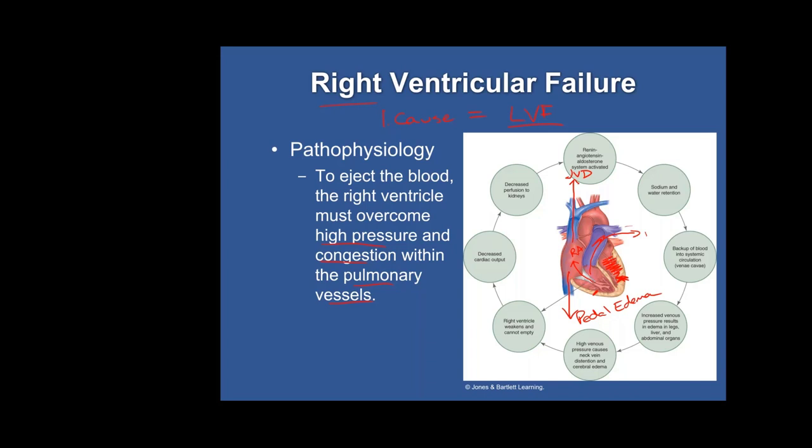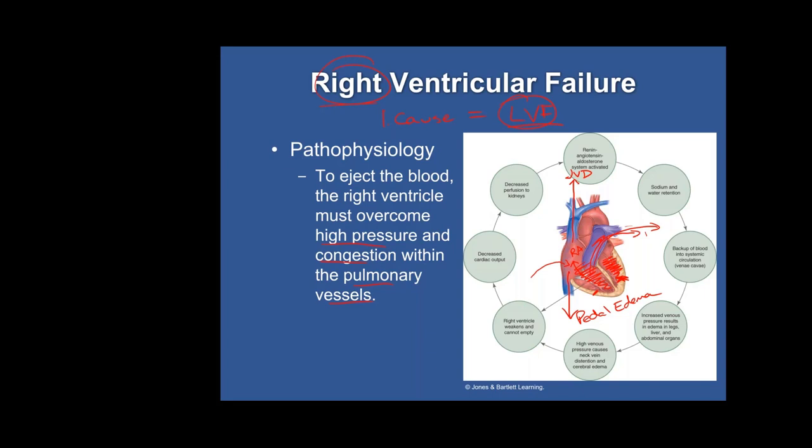So now if we have both right and left-sided heart failure, then we have fluid coming into the right atrium and right ventricle. Is the right ventricle pumping out much blood to the lungs if the right side has now also failed? What do you guys think? If the right side has failed, is it pumping much to the lungs? Good. No, it's not.